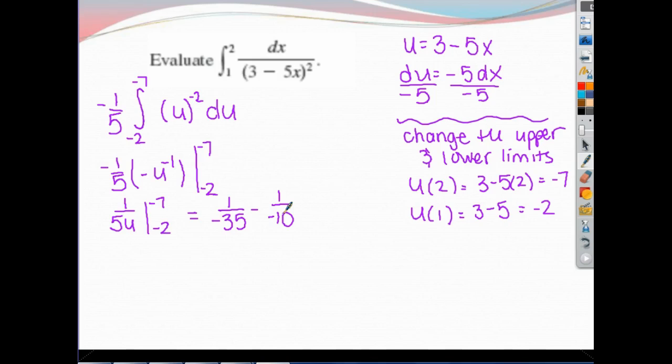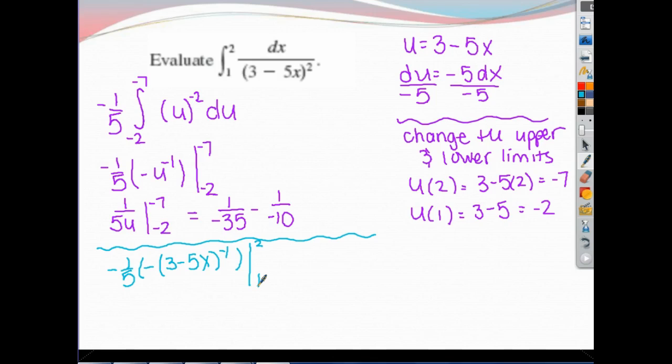Let's compare it to if we had done it with the x's. What would you have changed? You would have to go back here, right? So you've got your antiderivative with respect to u. It would have been -1/5, negative, and then you would have plugged 3 minus 5x to the -1 back in, and I'd have kept my bounds from 2 to 1. Do you see how this is going to be a lot more complicated to plug into than when you just find your bounds here and change them?